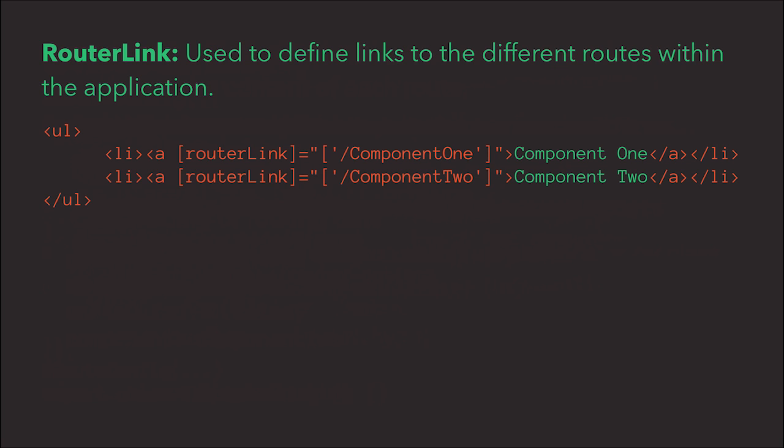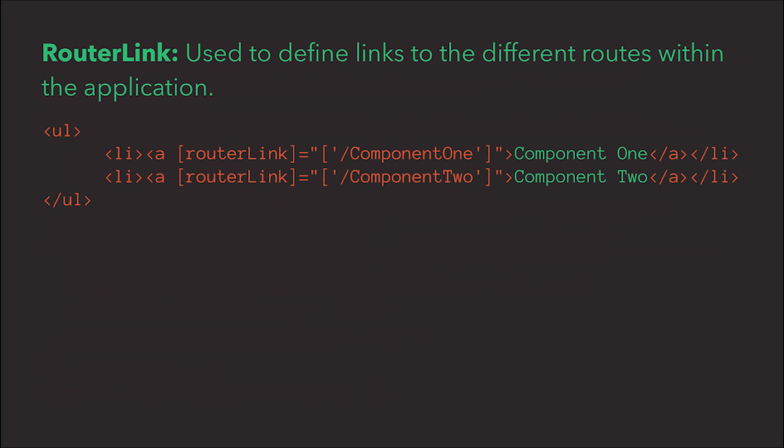And what this is expecting is an array where the first part is the path to the component, and if you're passing in parameters, there would be a second object in the array showing the parameters that you want to pass in. We'll be discussing that a bit more in depth when we talk about routing parameters.